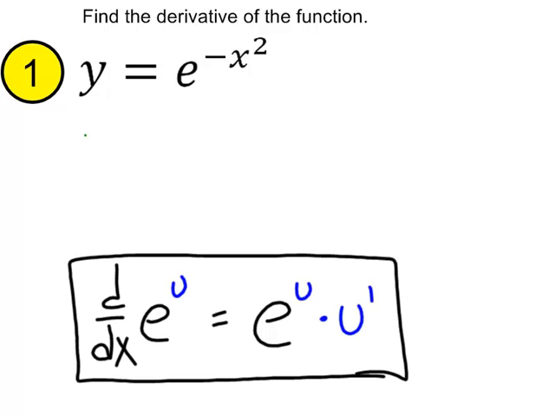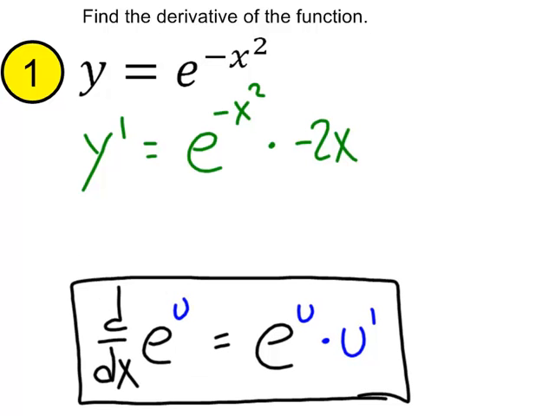So when we derive y up here, y prime will still be e to the negative x squared, but times the derivative of negative x squared, which is going to be negative 2x. So final answer, y prime equals negative 2x e to the negative x squared, just rewriting it in the more standard way.